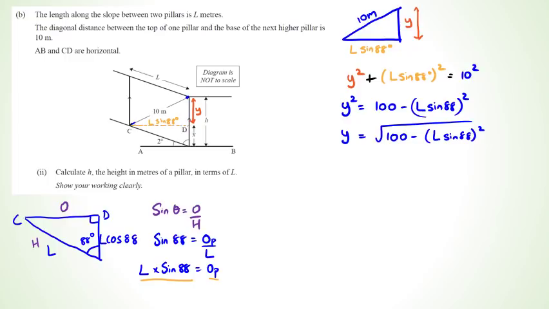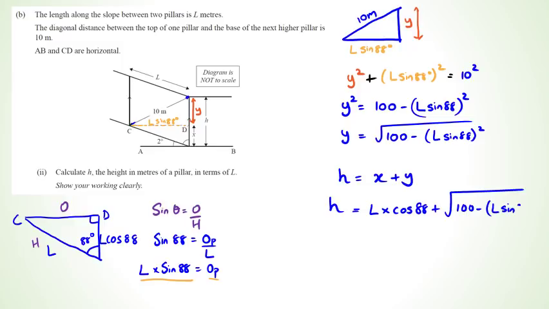If I want to work out what h is, then h is equal to x plus y. I already figured out what x is: x is equal to cos 88 times L. So h is equal to L times cos 88 plus y, which happens to be the square root of 100 minus L sine 88 squared. And that's pretty much how you do this question, guys.